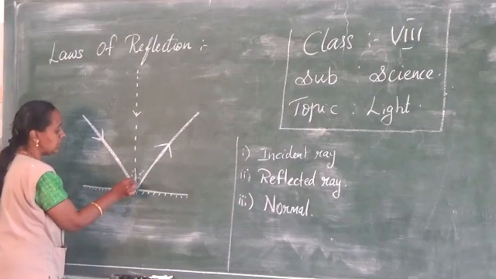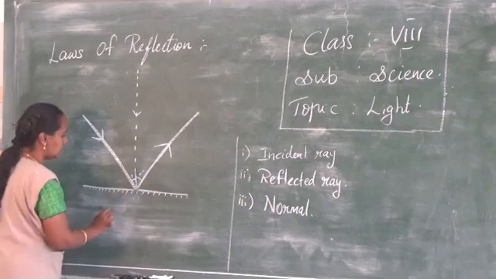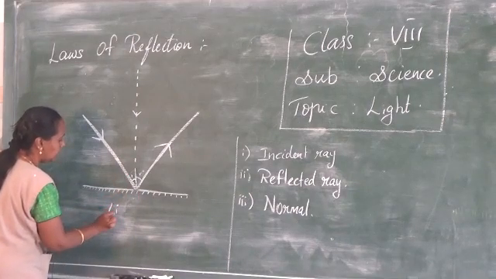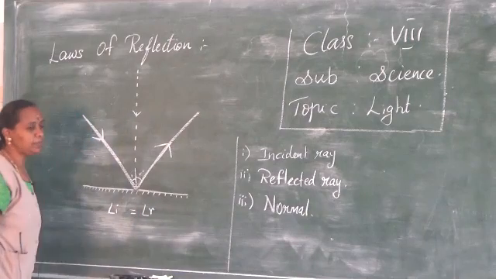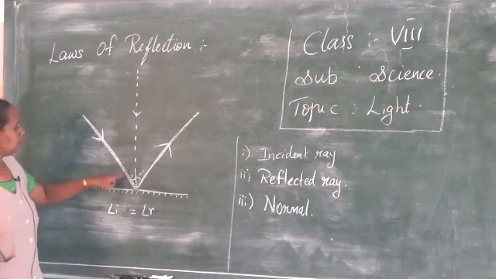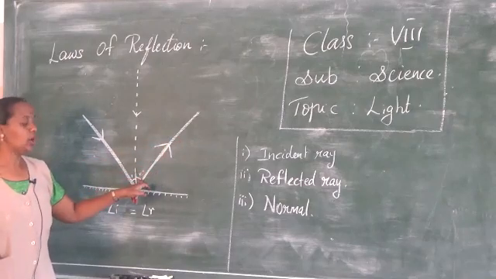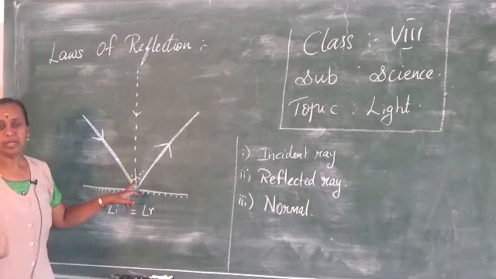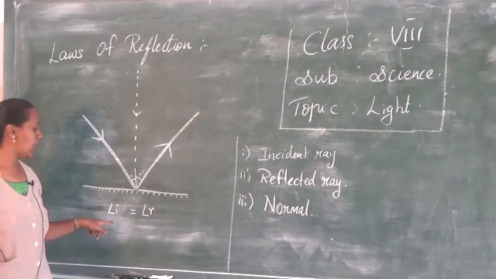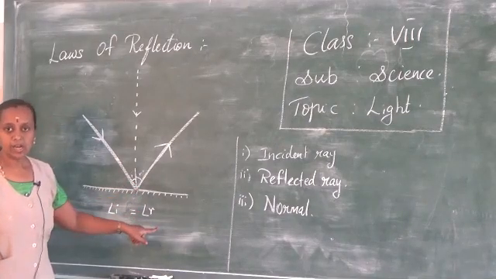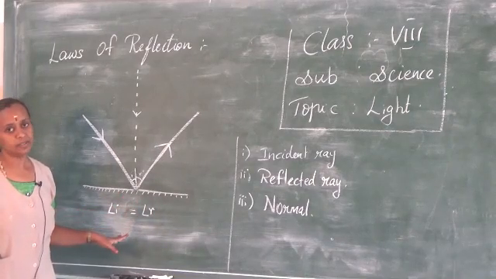The second one is the angle of incidence. See the angle here. This is the angle of incidence, which we write as angle I. Angle I is always equal to angle R. For example, when the light falls at an angle of 45 degrees, it is reflected back at an angle of 45 degrees only. That is the rule, the second law. The angle of incidence and the angle of reflection are always equal. These are called the laws of reflection.